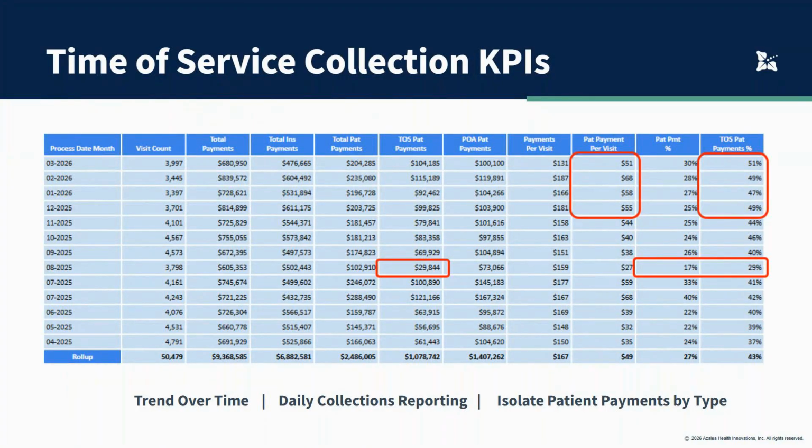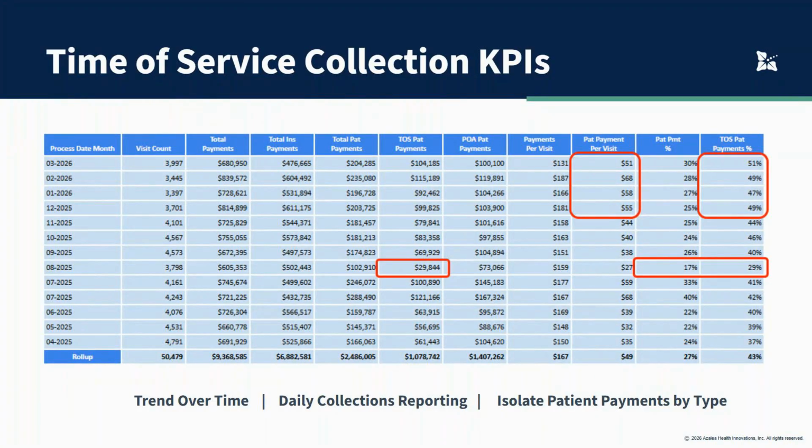Some of this involves making sure that you're using transaction codes correctly in your billing system, and that your staff is using the correct transaction codes when they record a time of service payment from a patient versus a payment on account. If you're not disciplined about that, it's going to be hard to separate them. And even if you can't, you could still divide total patient payments by visit count and get that patient payment per visit number. And as you see here, I like to trend it over time.